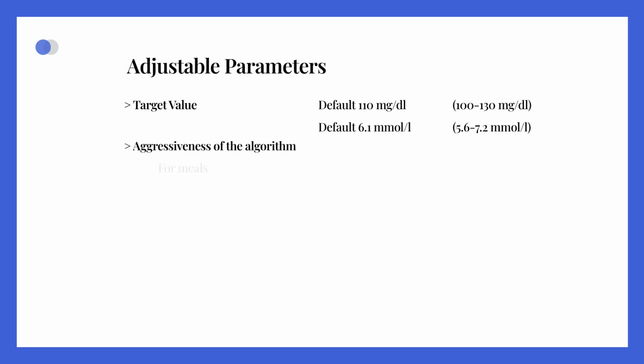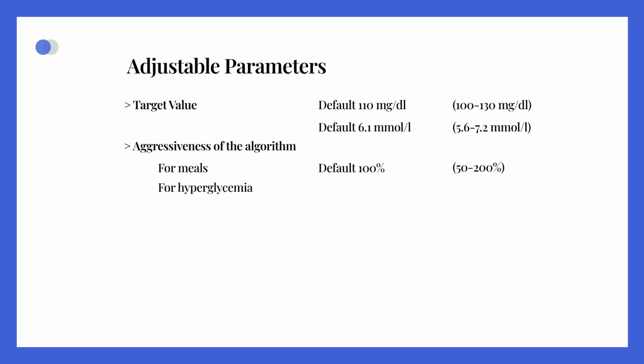Aggressiveness at meals determines the amount of insulin delivered at meal times. The default value is 100%, and you can set it between 50 and 200%. Adjusting this parameter allows you to have more or less insulin during meals, similar to adjusting the carbohydrate ratio in other automated insulin delivery systems.